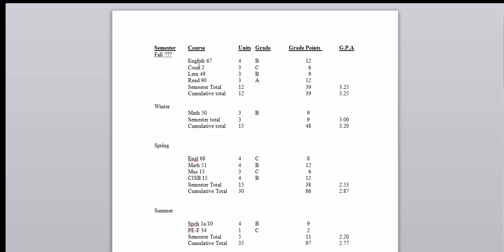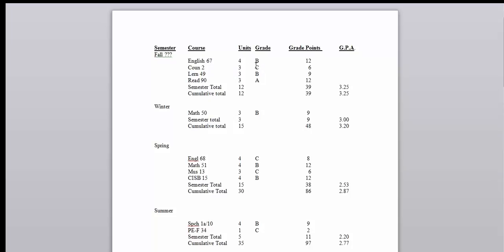So they took English 67, Counseling 2, Round 49, and Read 90. These are the units per class, 4 units for English and so on, adding to 12 units that semester. These are the grades earned for each class. And how did they come up with a grade point? Remember, 4 units of B, that's the same as substituting B for 3 points. Remember, A is 4 points, B is 3 points, C is 2 points, D is 1 point, F is 0.